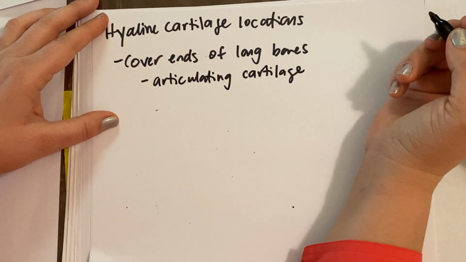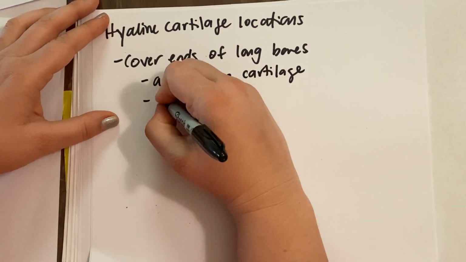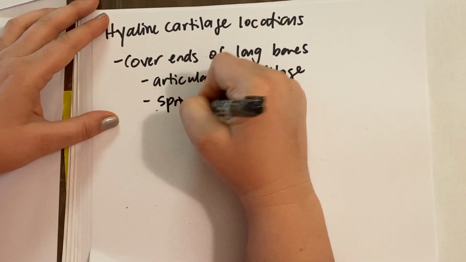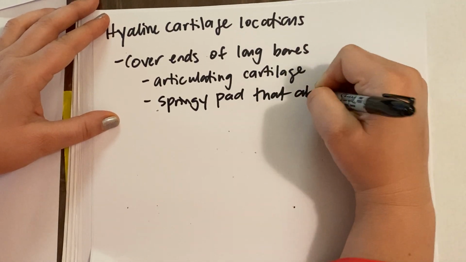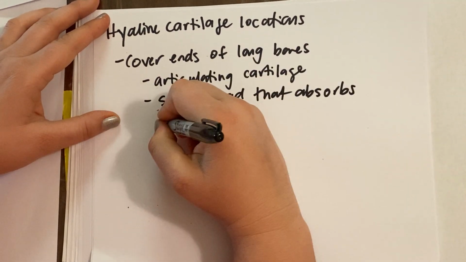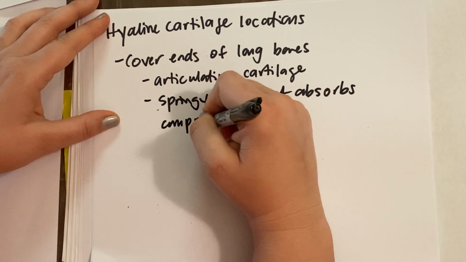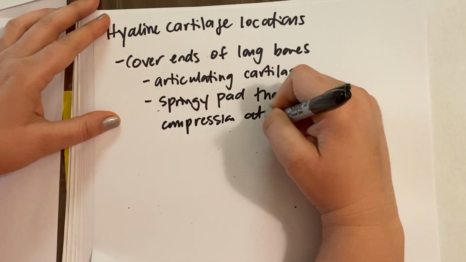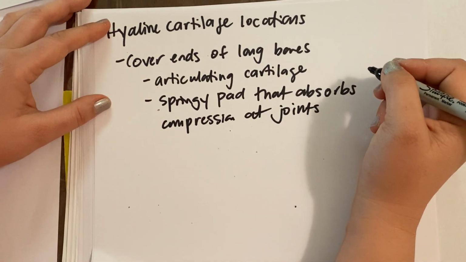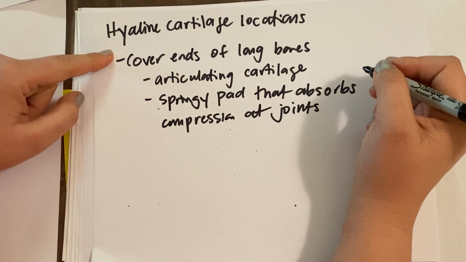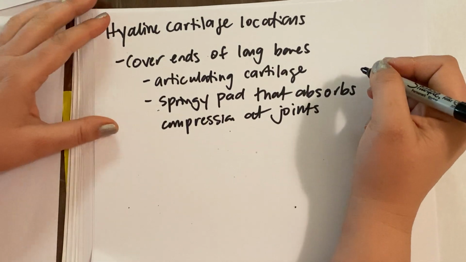It provides kind of this springy pad that absorbs compression at joints. So these are going to be in locations that are going to withstand a lot of pressure, and this kind of cartilage is going to allow for that to happen.